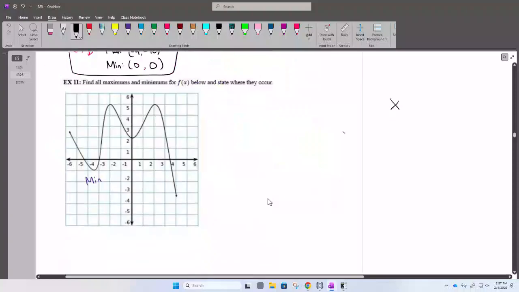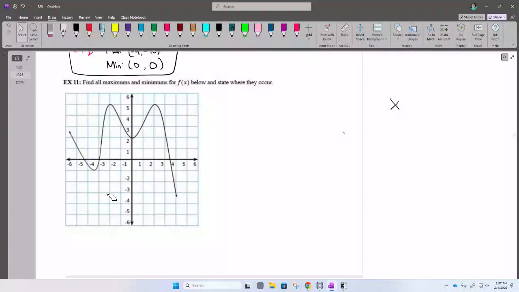Alright, then number 11, it says, find all maximums and minimums for f of x below. So first thing I pay attention to is which graph am I looking at, and that is my favorite one. So I'm pretty excited about that. That means everything's the truth. So it goes along, it looks like there's a minimum here. There is, because it goes down and then up. Looks like there's a max here. There is. Looks like a min here. Looks like a max here. And this is my favorite function, so I know these are all true.